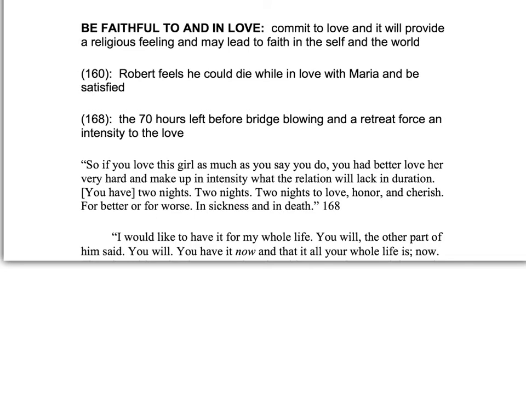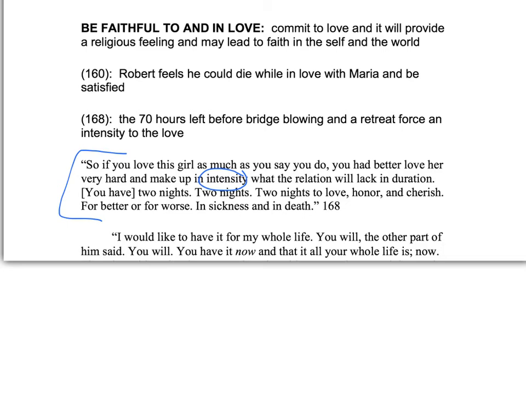And so here's Pilar on this love. She says, if you love this girl as much as you say to, you'd better love her very hard and make up in intensity what the relation will lack in duration. You have 2 nights. 2 nights to love, honor, and cherish, for better, for worse, in sickness and death. This is actually Robert Jordan commenting on the love. And so you can live a life, as one of the arguments in this, and learn all there is to learn about this life in 3 days, in 70 hours, if you live intensely, if you live with great passion.